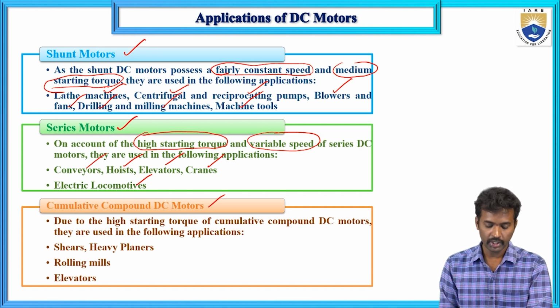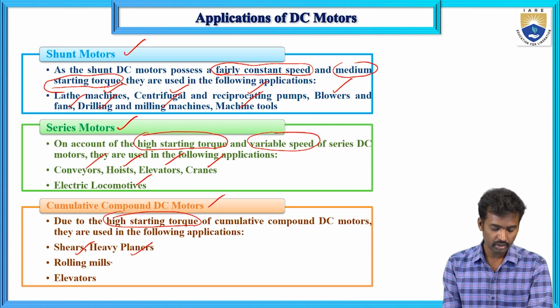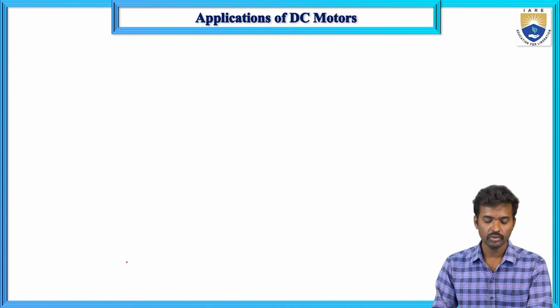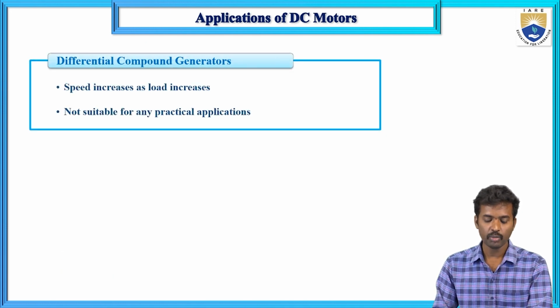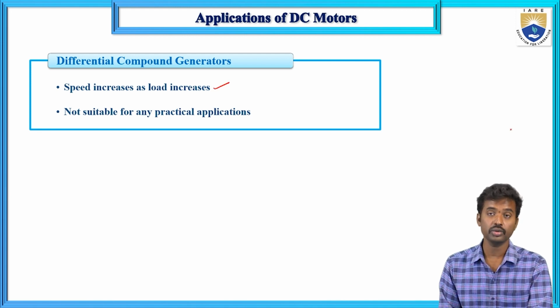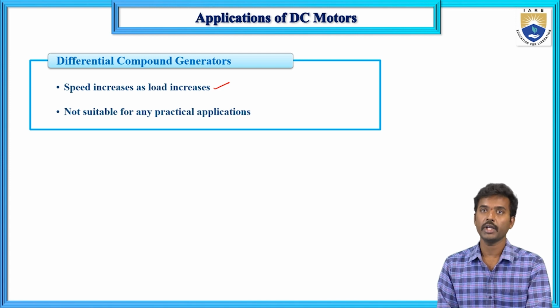Now the cumulative type also has high starting torque, so they are used in shears, heavy planers, rolling mills, and elevators. Now differential compound motors: speed increases as load increases, so they are not suitable for any practical applications.